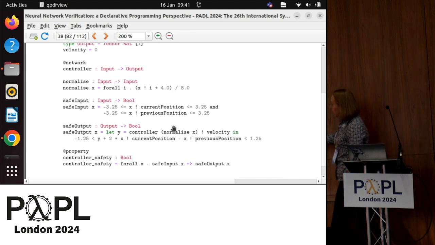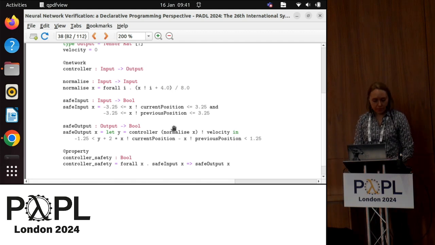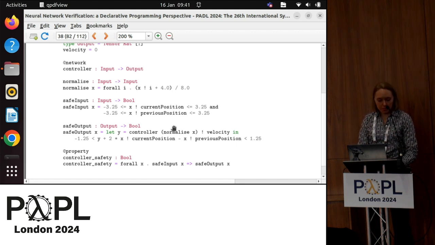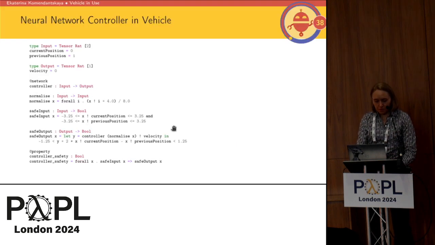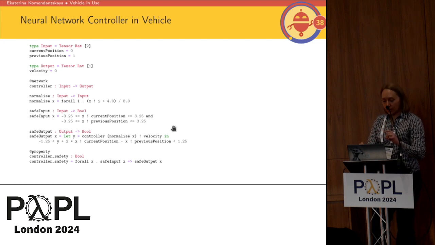When you see the property, it will again mean that Vehicle, this DSL, will not prove this property itself. It will pass it to a neural network verifier. Is everyone reasonably happy with this? Okay. So that's all spec, and this gives us this gluing layer between low-level crunching of neural nets and the higher-order prover.